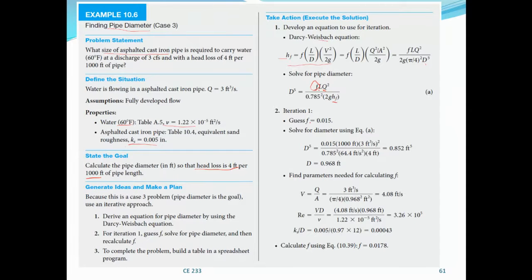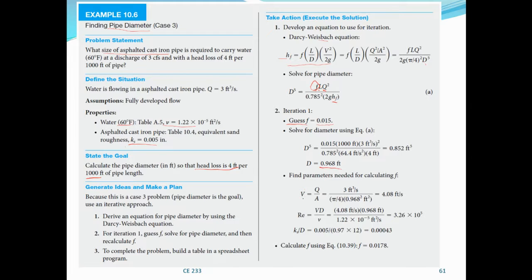So iteration 1, initial guess. You can just guess any value, it doesn't matter, within the range, and then you keep on correcting. Here we start with 0.015. You can say, I want to guess my F to be 0.02, and then you go ahead. So F is 0.015, we substitute it here to get the diameter.